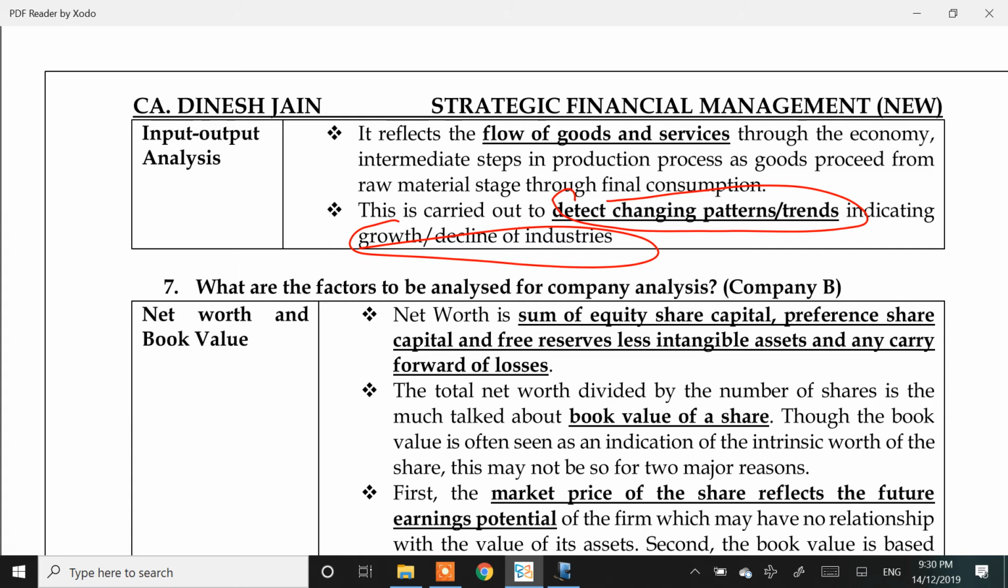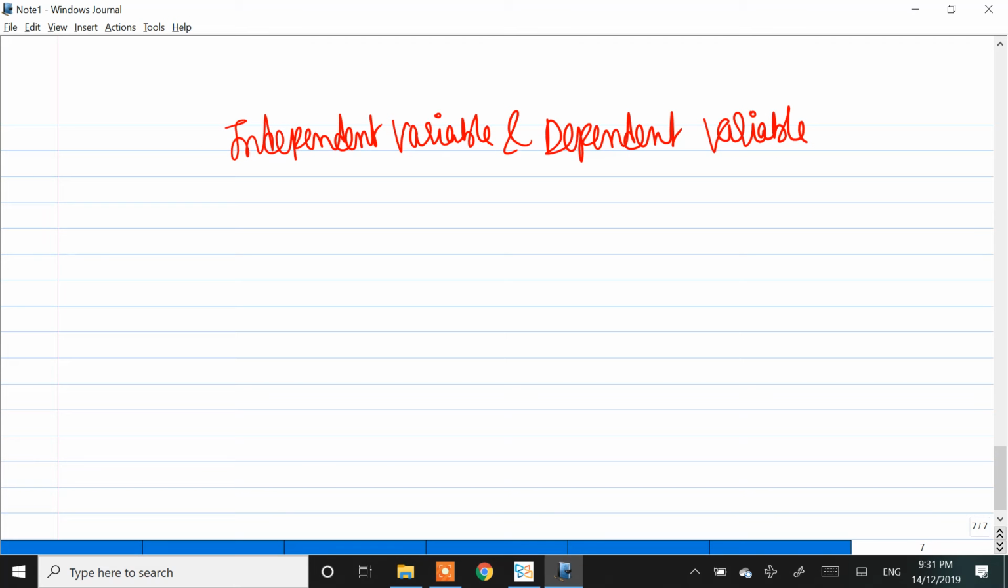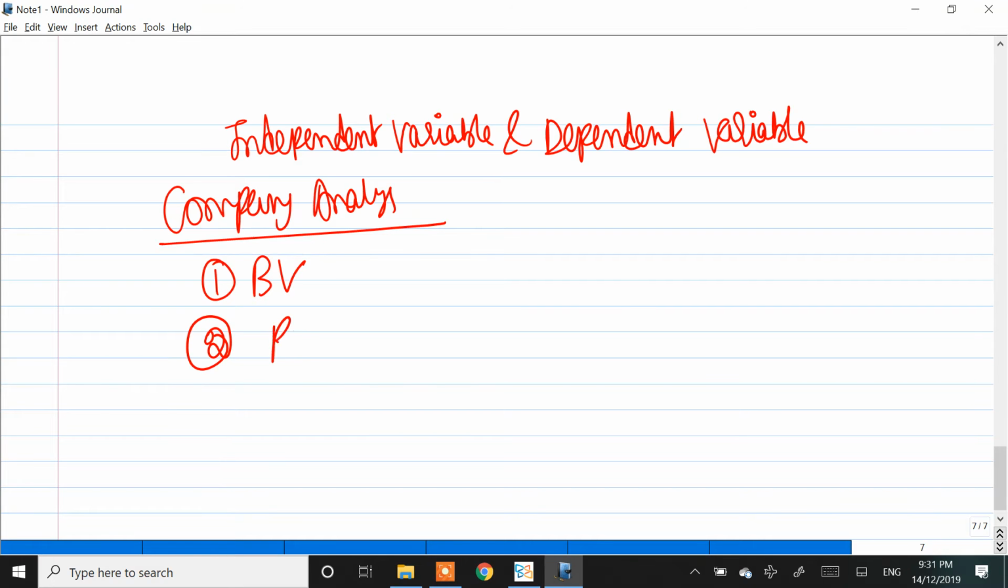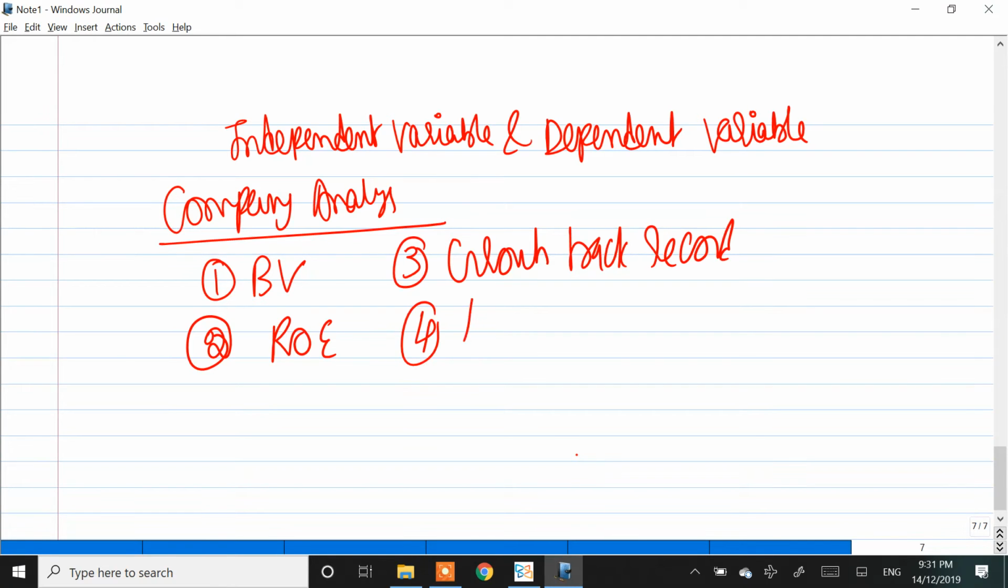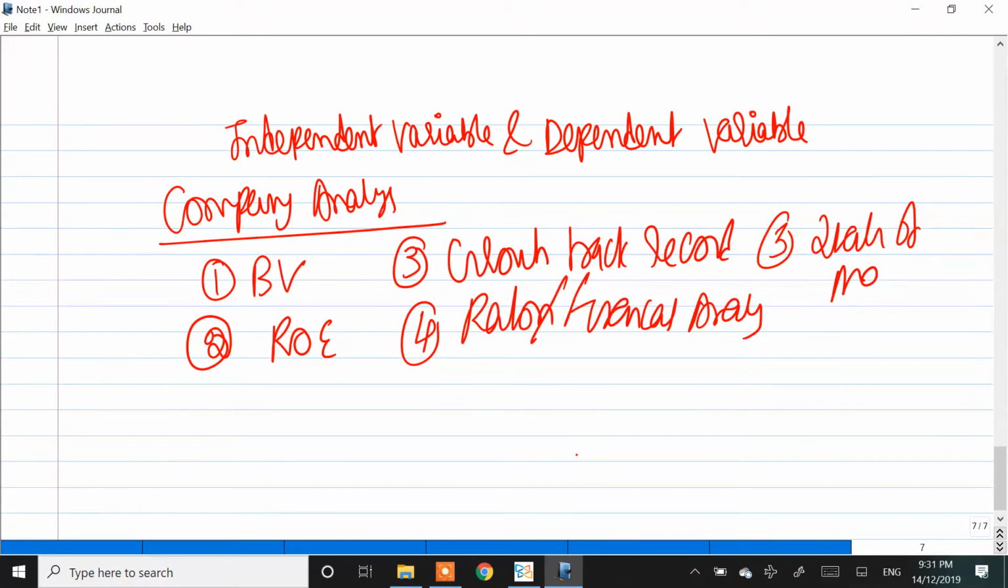Now I'll go to the third part of your fundamental analysis, which is company analysis. They have given a huge number of factors for company analysis. I'll focus on a few of them and talk about some important information on those factors. So what is company analysis? It is doing the analysis of that individual company. There are various factors which can impact it: book value, return on equity, growth track record, ratio analysis or financial analysis, and important factors like quality of management or corporate governance. These are some important factors which will go into my company analysis.